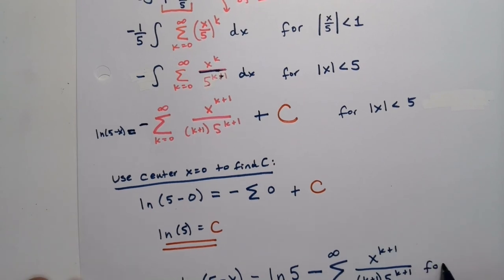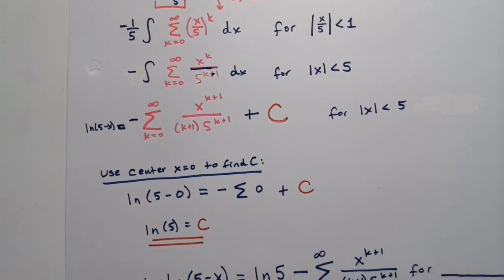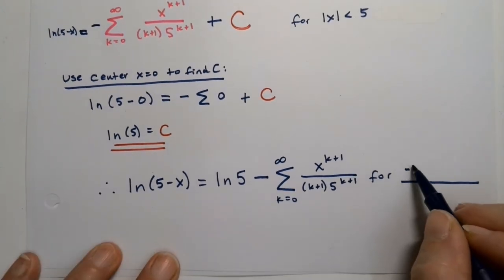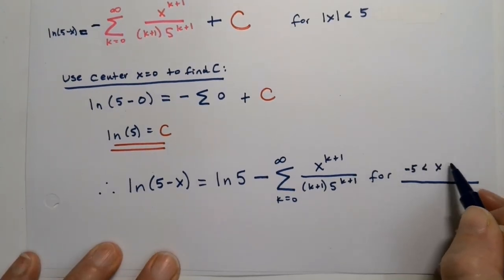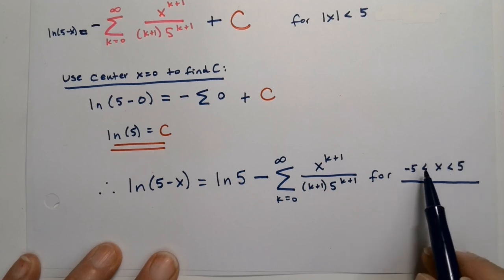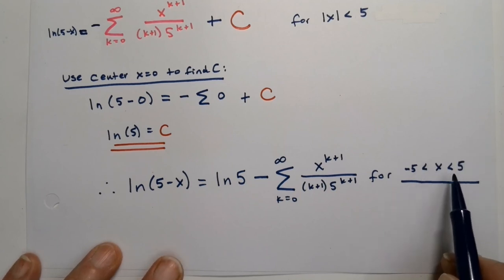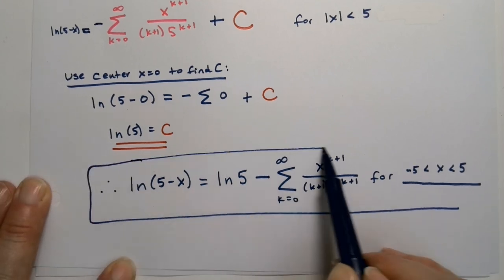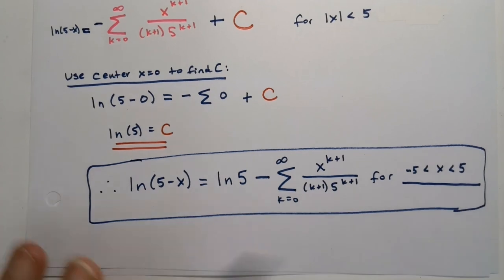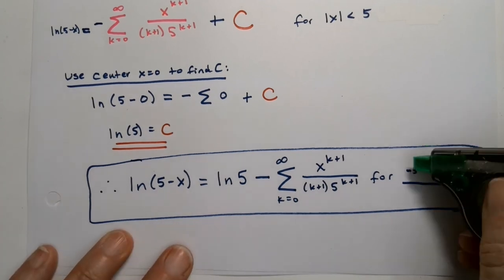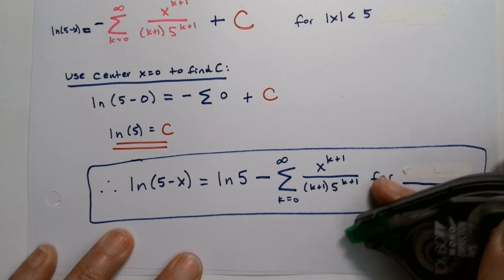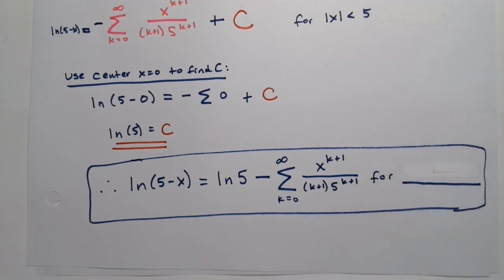And then I don't know the interval yet. I know it's going to involve negative 5 and 5, but I don't know if they're both less thans or both less than or equal to's or what. So we're going to have to figure that out on the next page. Actually, for right now, let's just leave it blank, and we'll come back for it because we don't know entirely what it is.